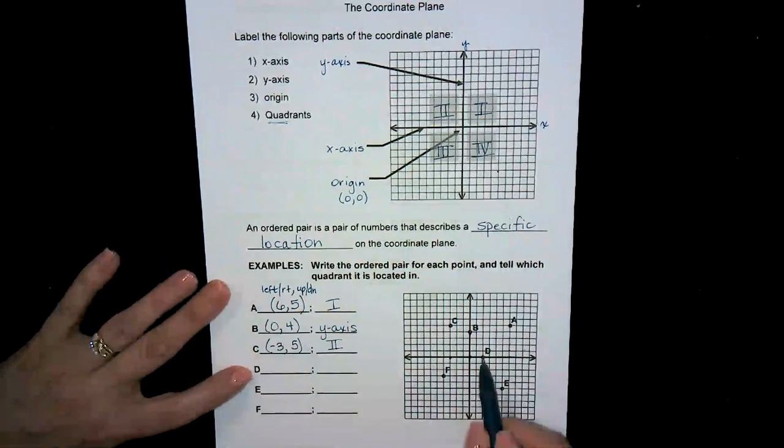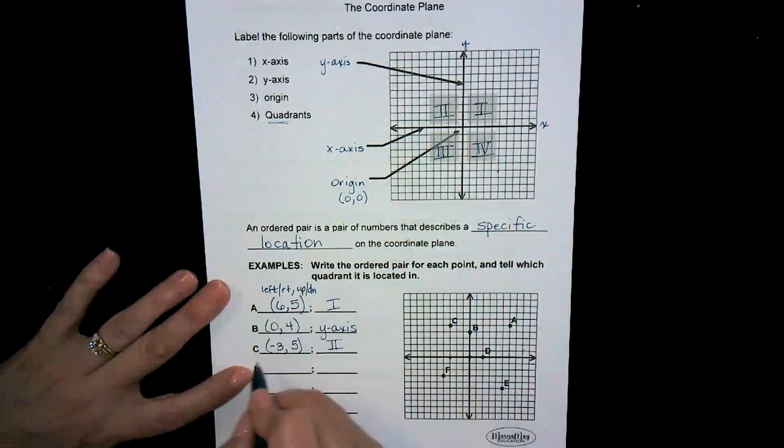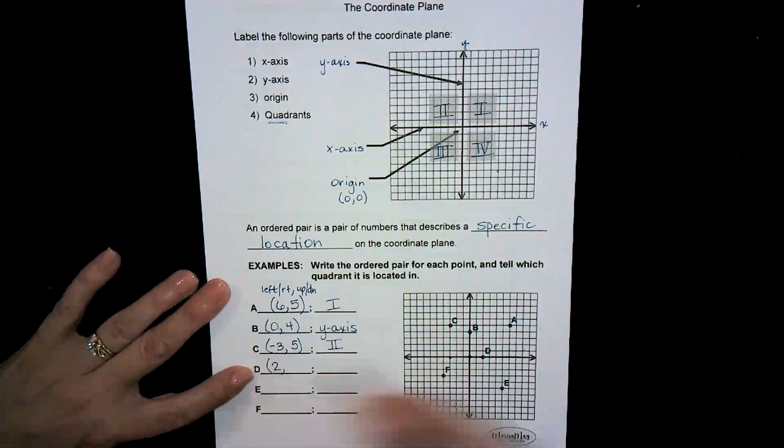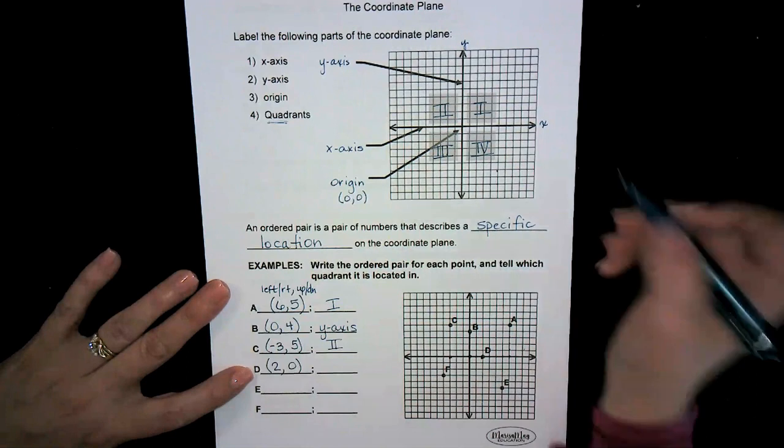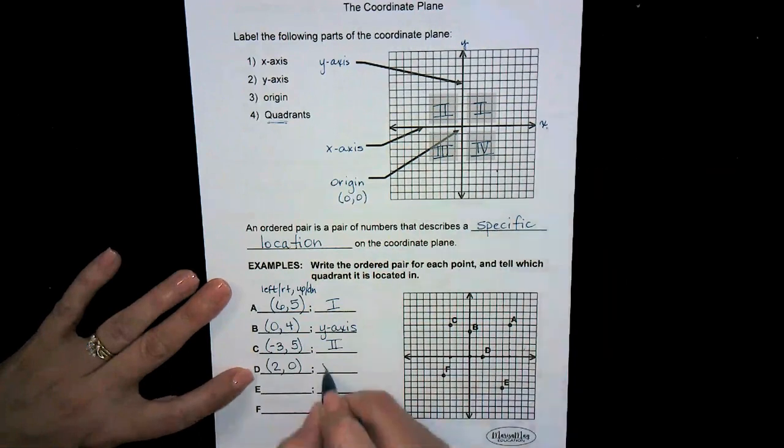Let's do D. Is here. So this one we have to go right 1, 2. So we're going positive 2. But we don't go up or down. But remember, we have to put a 0 there to indicate I don't go up or down. And this one didn't land on a quadrant. Where did it land? You're right, it lands on the x-axis.